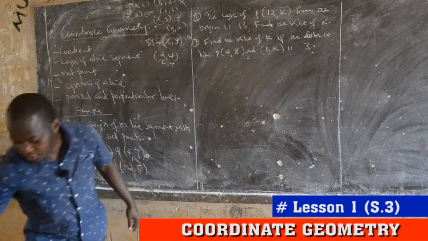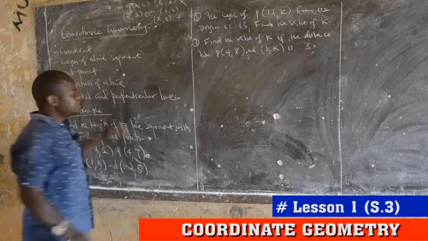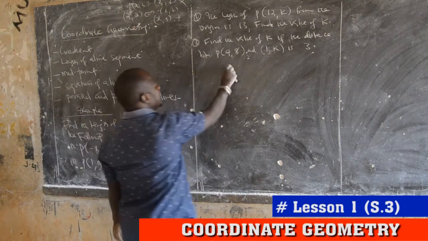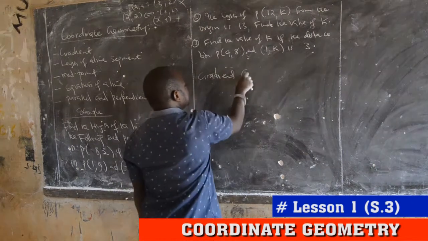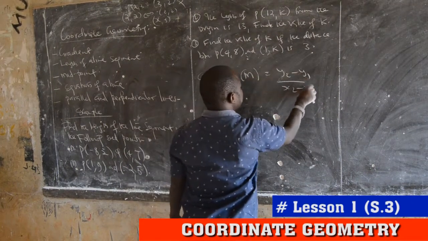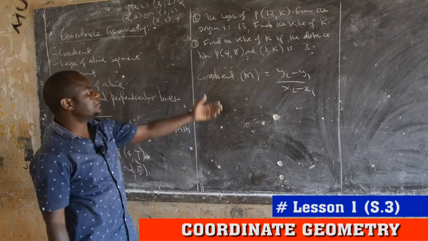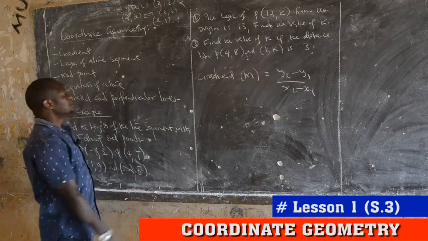So plotting points in Senior 1 and other things, we are not going to repeat. You should already know that. Our emphasis is going to be mainly on a few concepts. That is gradient. By now you must know how to get the gradient of a line. We said gradient m is (y2 minus y1) over (x2 minus x1). That's how we get the gradient. So the gradient is given by this formula.